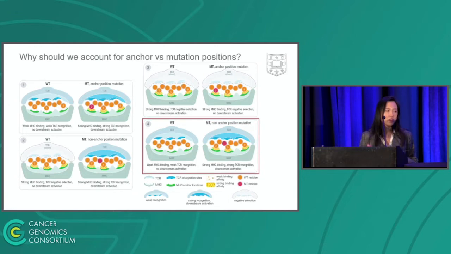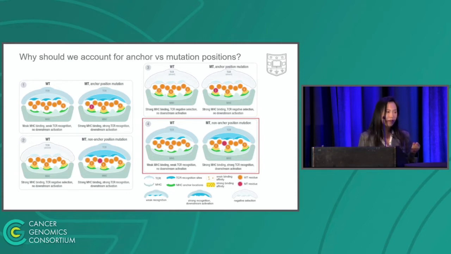And the last scenario is a scenario where we have a weak binding wild-type peptide and a strong binding mutant peptide, but again, the mutation is at a non-anchor position, so we have a different set of residues that's being presented to the TCR, and hence this peptide remains still a good neoantigen candidate.